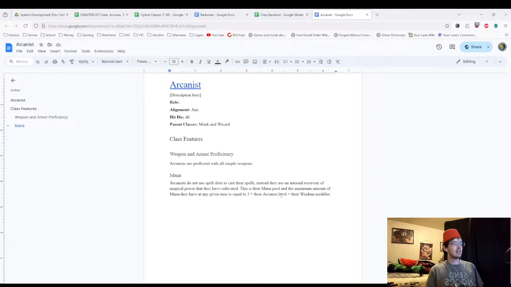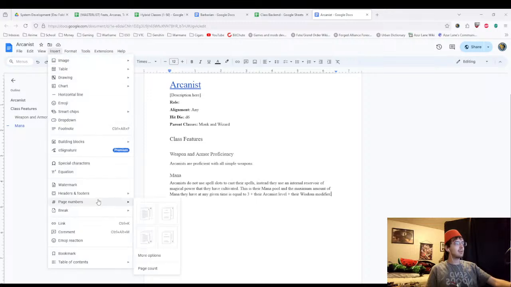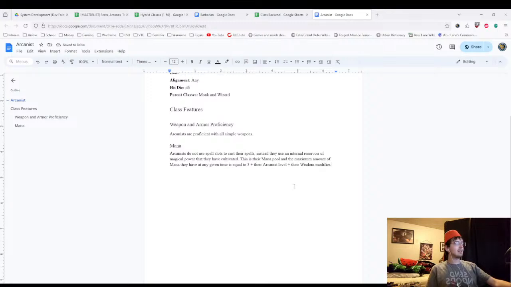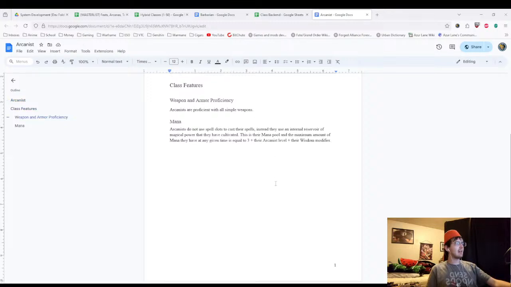And this goes up, obviously, because it has 2 different scalars in there with Arcanist level and Wisdom modifier. Let me see if there's anything I need to add here, and I will do the rest of the formatting later, so it's going to look a little bit scrunched before I do that. I'm going to try and get 3 or 4 levels in before I start doing that. Also, I need to put page numbers on here just to make me feel better. Good. Okay. Wisdom modifier. Mana.